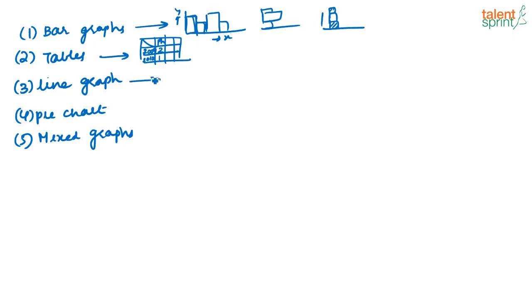The third type, as I said, is called line graph. Line graph is also referred to as Cartesian graph or the XY plot. So in line graph, what we do is, you have x-axis, y-axis, the information is given in terms of points, and these points are connected by a line. So that is called as line graph.